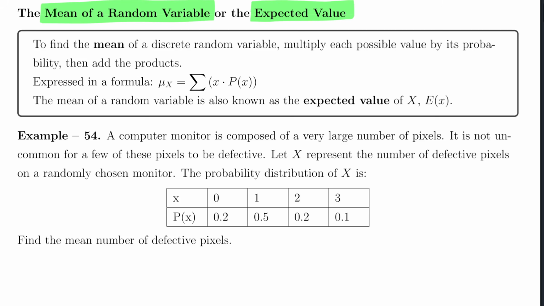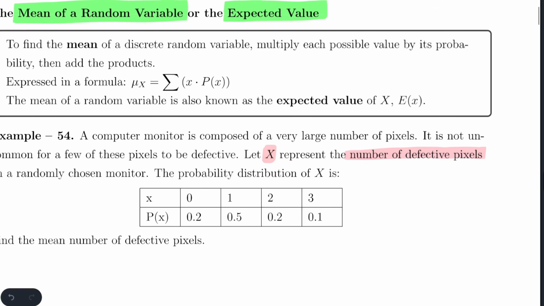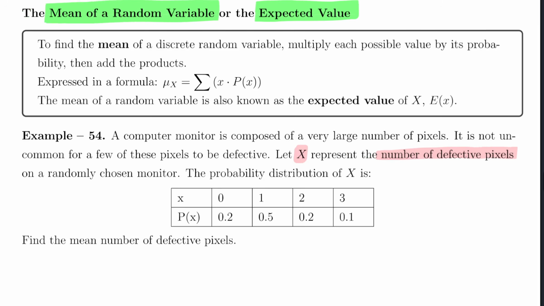So in our next example, it says a computer monitor is composed of a very large number of pixels. It is not uncommon for a few of those pixels to be defective. Let x, in this case, represent the number of defective pixels on a randomly chosen monitor. The probability distribution of x has already been given to us. So the probability that there's no defective pixels is 0.2. The probability that there's 2 defective pixels is also 0.2. The probability that there's 3 defective pixels is 0.1.